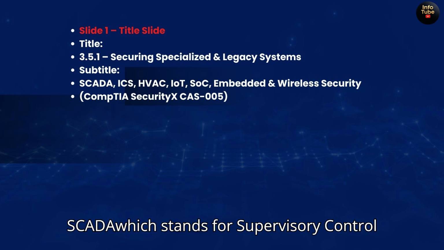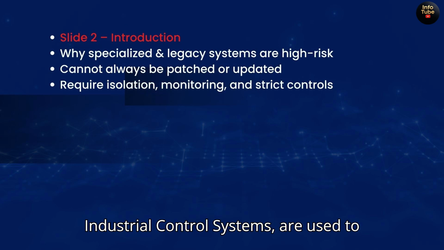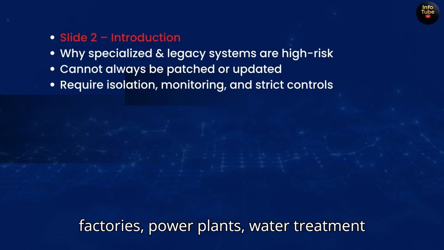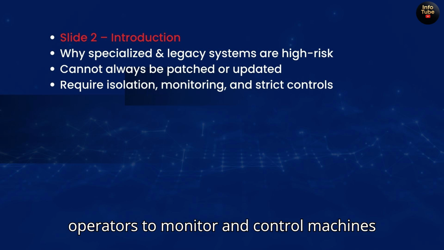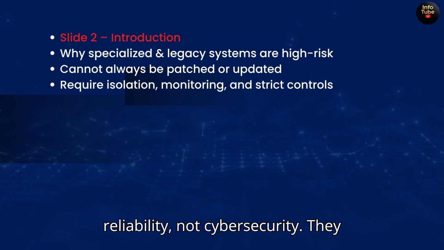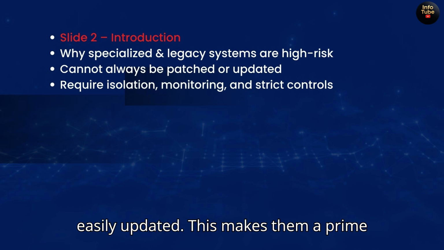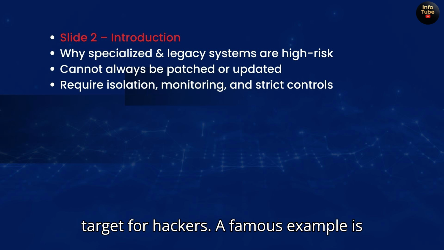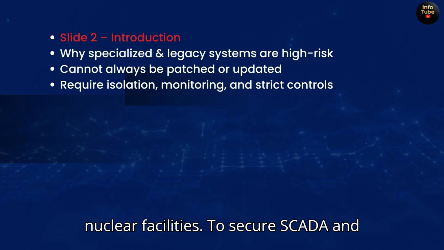SCADA, which stands for Supervisory Control and Data Acquisition, and ICS, or Industrial Control Systems, are used to manage critical infrastructure like factories, power plants, water treatment facilities, and pipelines. They allow operators to monitor and control machines and processes. The problem is, these systems were originally designed for reliability, not cybersecurity. They often run on older software and can't be easily updated. This makes them a prime target for hackers. A famous example is the Stuxnet attack in 2010, where malware targeted industrial equipment in nuclear facilities.